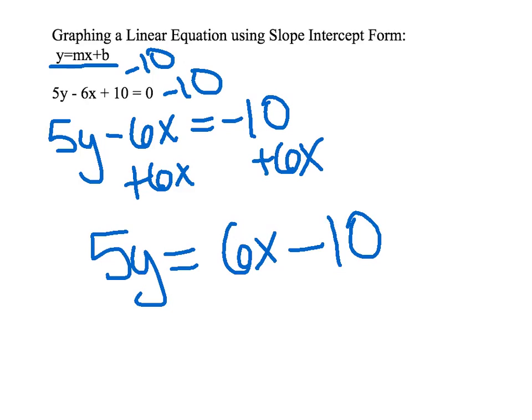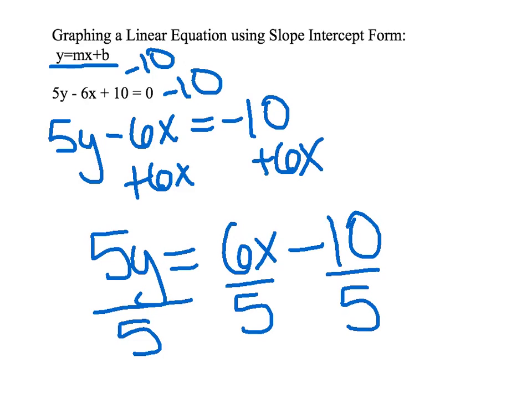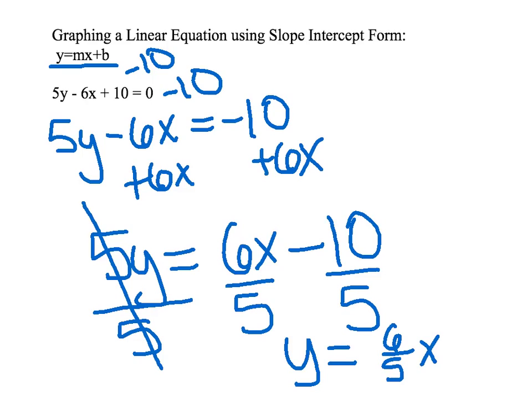The last step to isolate our variable y would be to divide by 5 on both sides. Remember, on the right side, to divide each piece by 5. This will leave us with the 5's dividing to 1, so we'd be left with y equals 6x over 5, which would become 6/5 x. Negative 10 divided by 5 would leave us with a negative 2. So we're left with y equals 6/5 x minus 2. The next step for this will be to graph it.